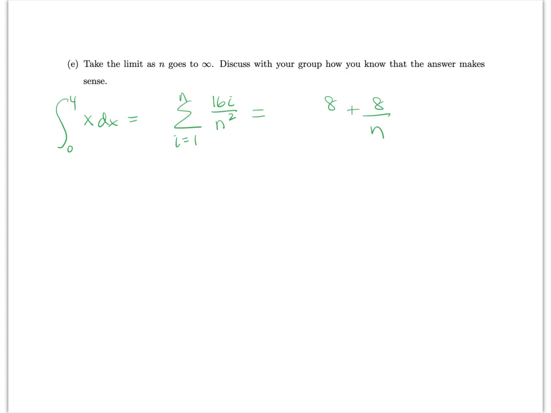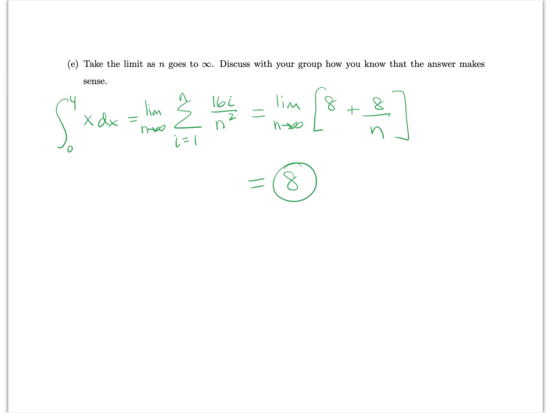Okay, and this was just an approximate sign when I was doing a Riemann sum. But if I let the number of rectangles go to infinity, and I put in the limit as n goes to infinity at each step, eight over n goes to 0, and this just becomes 8.